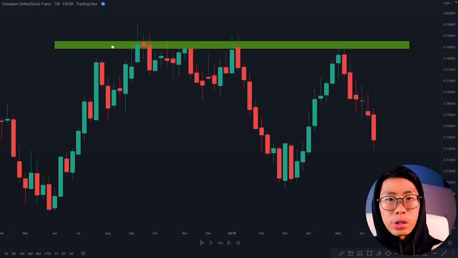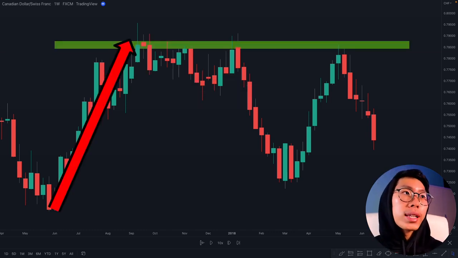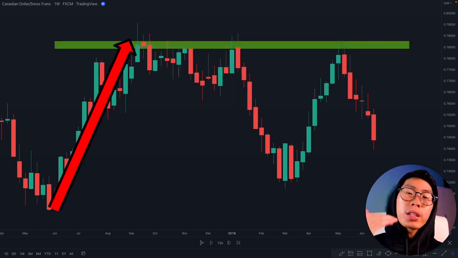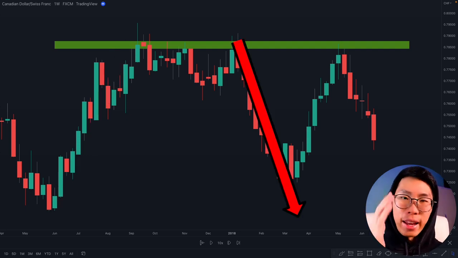Here's another example, but this time we have a resistance level instead. You can see I can draw a resistance level right here because whenever price comes back up here, it always fails to break past it and always ends up reversing and heading back down.